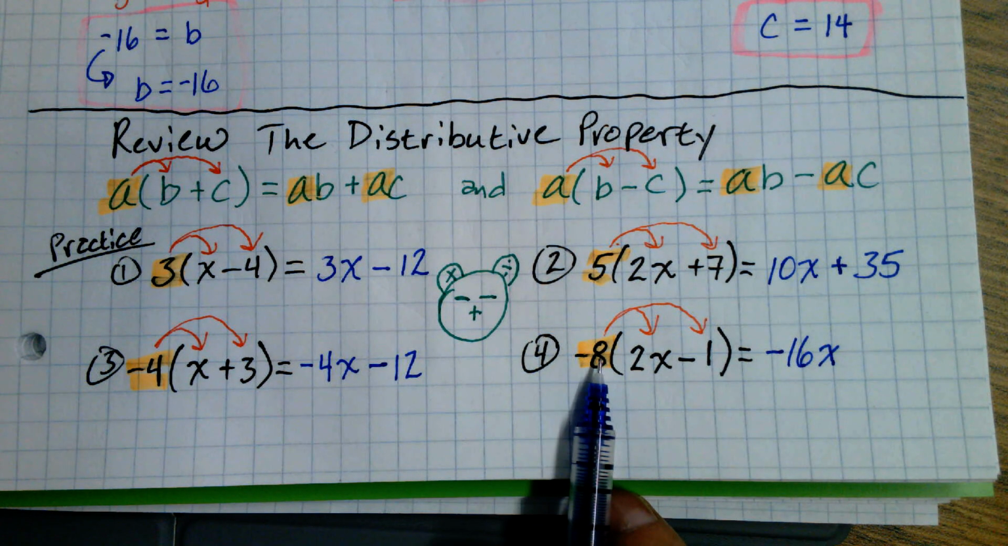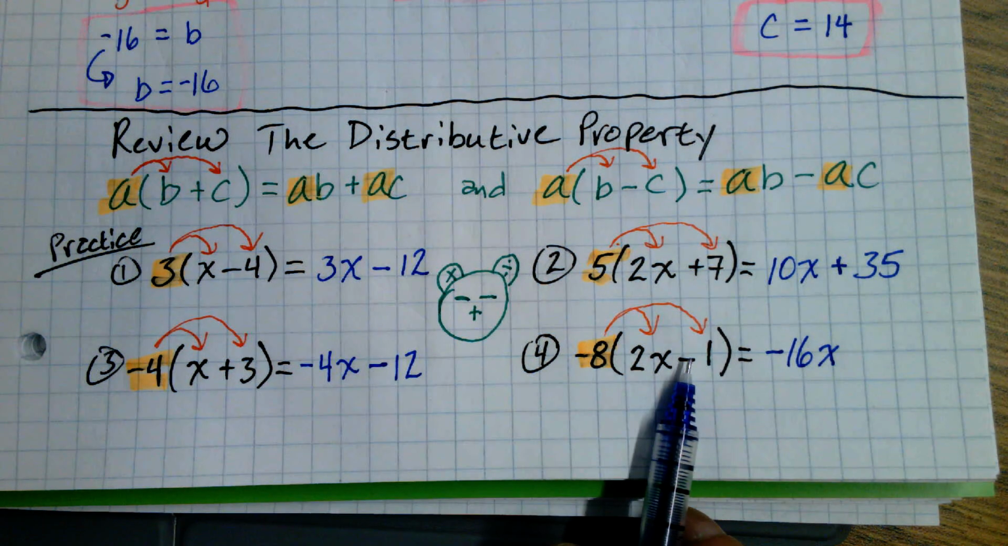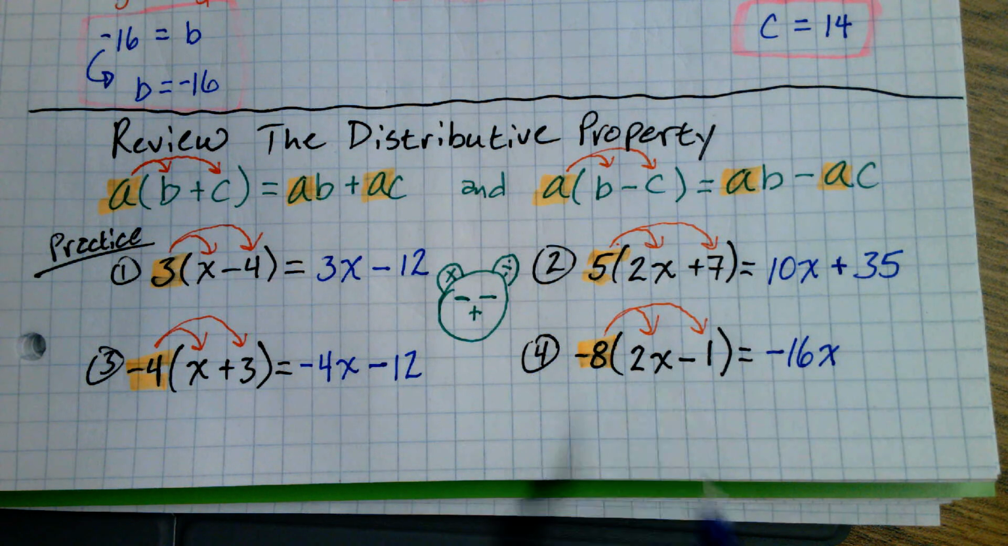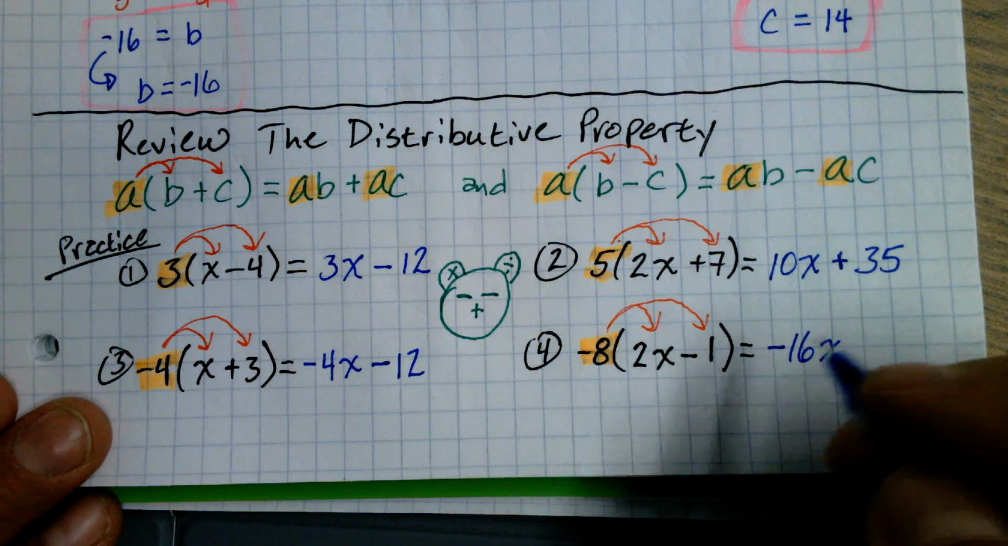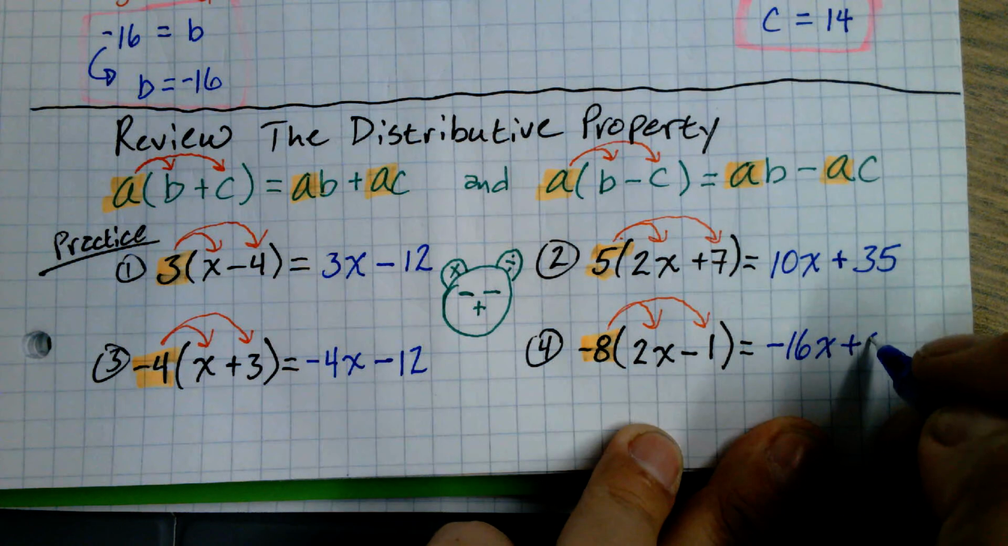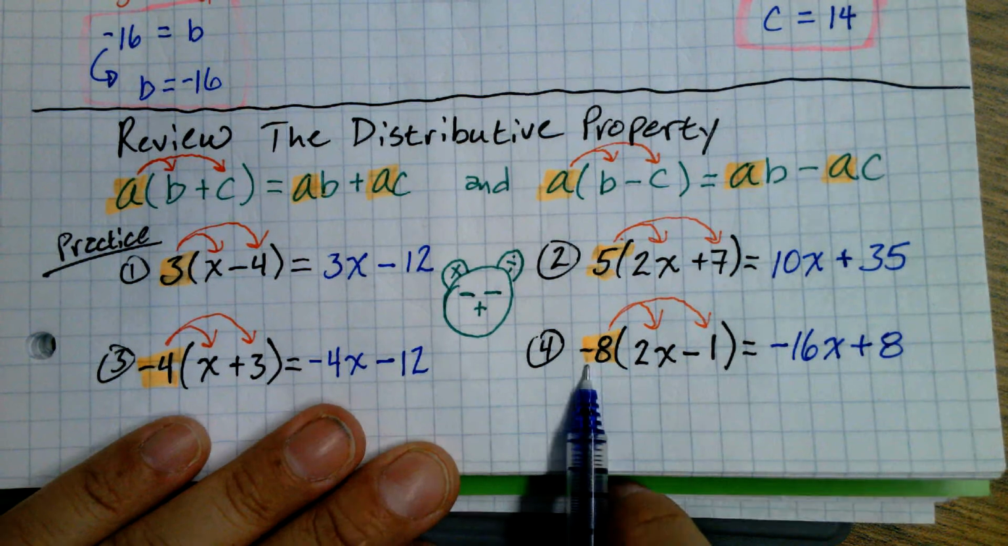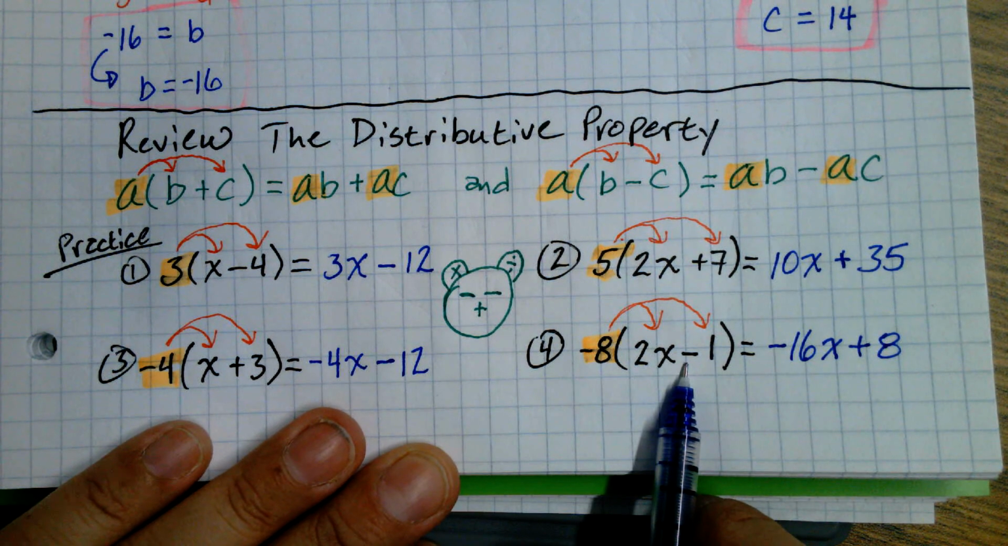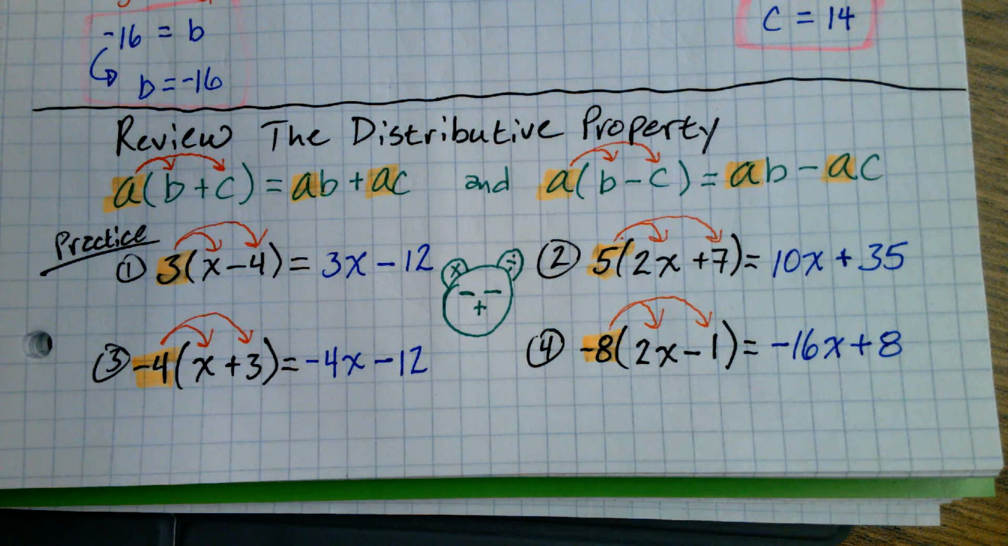Now we're going to multiply negative 8 by minus 1. That's a negative times a negative. What's that going to give us? Positive. So 8 times 1 is 8, so this should be plus 8. We got a negative times a negative, so that would give us a positive, or plus 8.